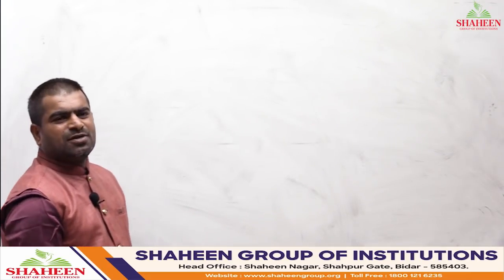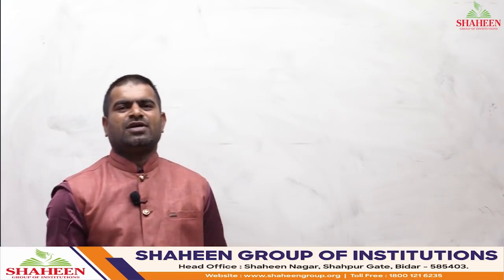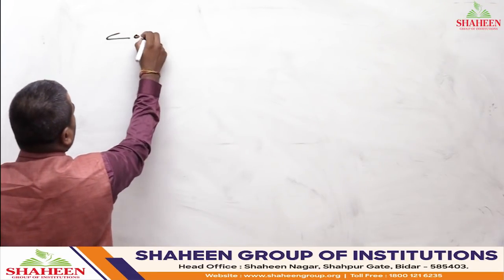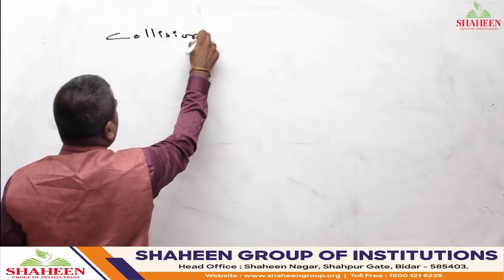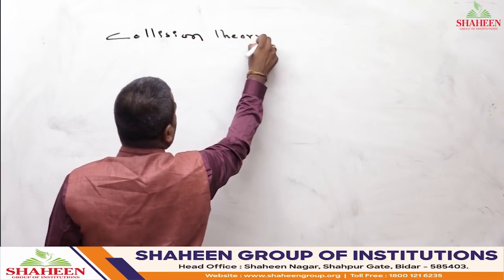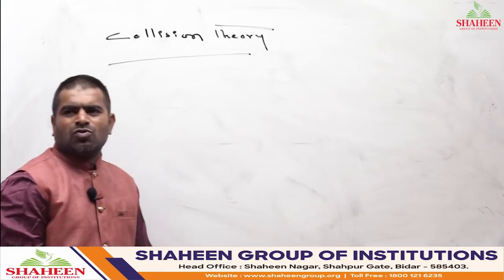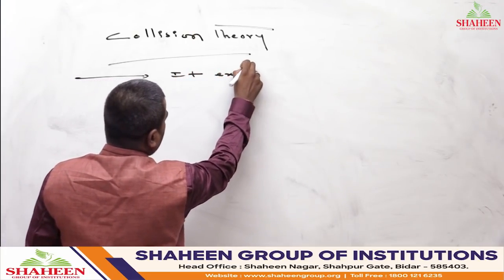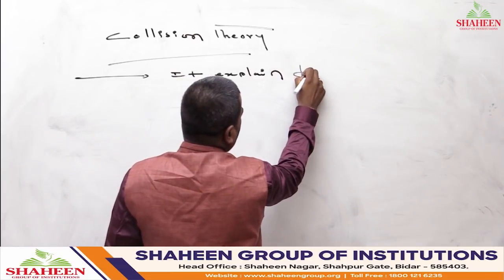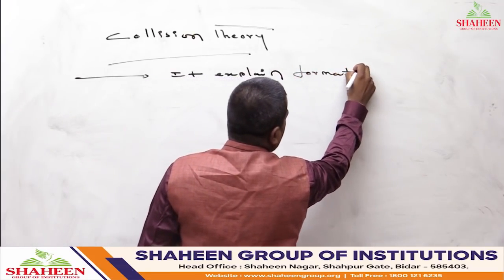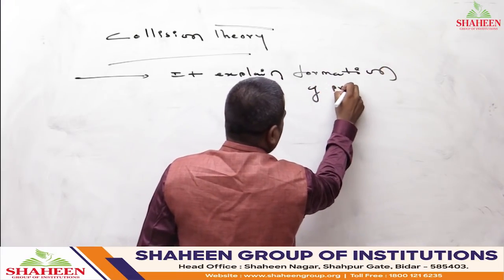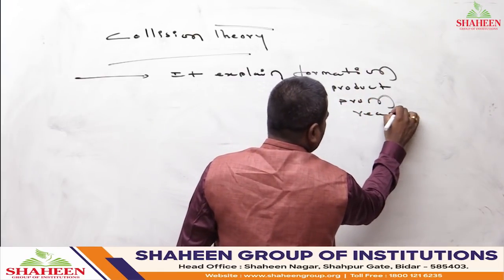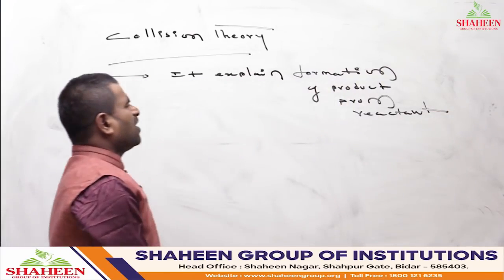After understanding the integrated rate equation of a first order reaction for a gaseous phase reaction, let us discuss one more concept, that is called collision theory. Collision theory explains the formation of product from reactant. Generally, collision theory explains the formation of product.